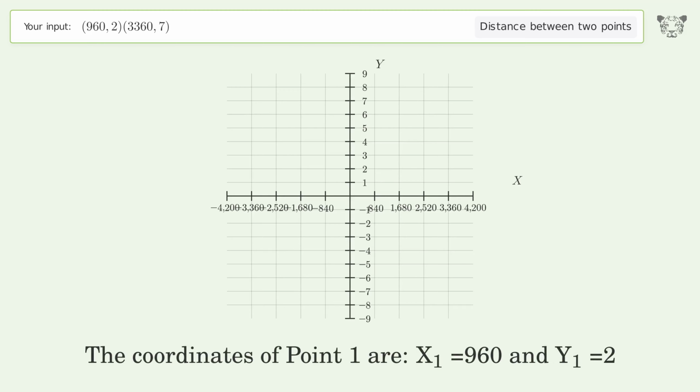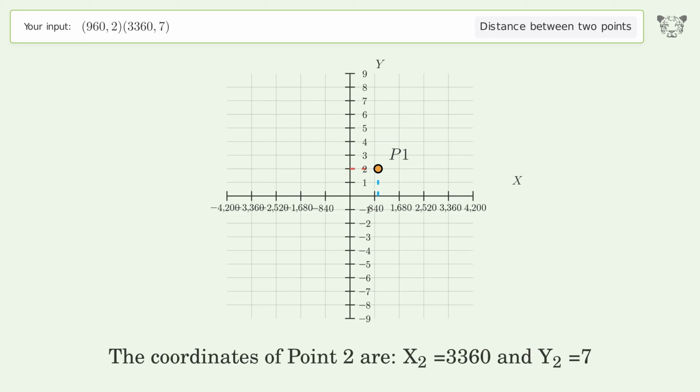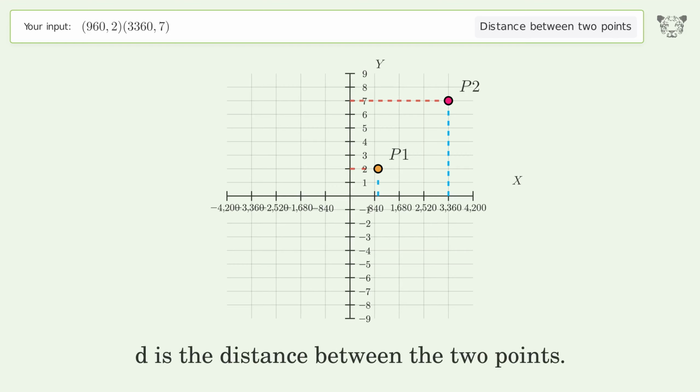The coordinates of point 1 are, x1 equals 960 and y1 equals 2. The coordinates of point 2 are, x2 equals 3360 and y2 equals 7. D is the distance between the 2 points.